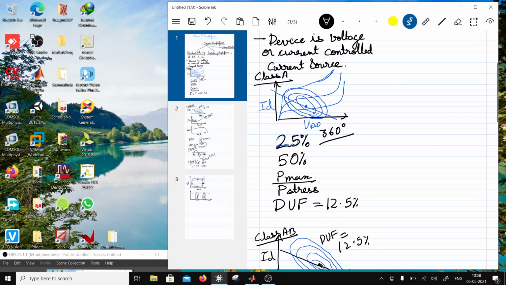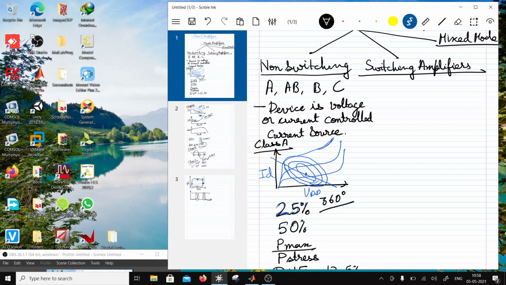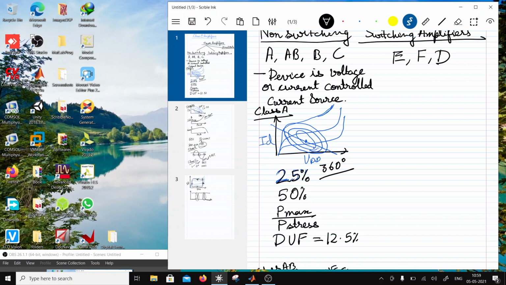Now let's look at another breed of amplifiers, which are called switching amplifiers. I will put here E, and I am not so well informed about F and D, but I have some information about them, so I'm going to just share it. So let's come to the Class E amplifier. Now in all these cases the device acts as a switch.